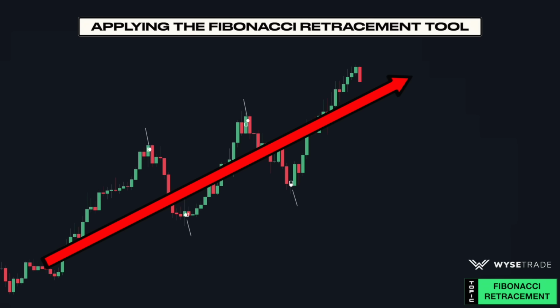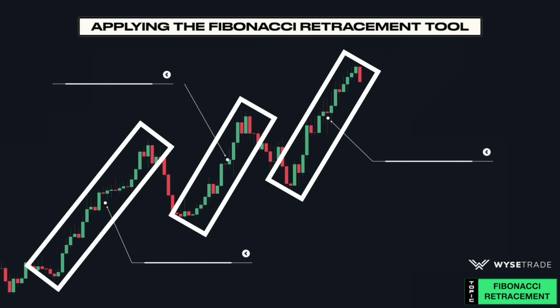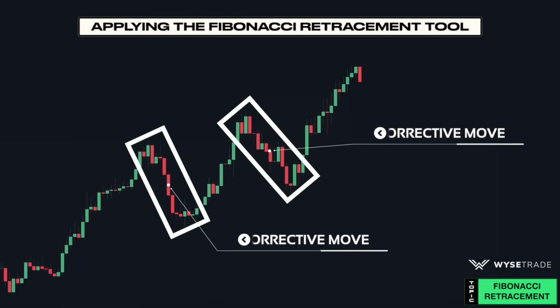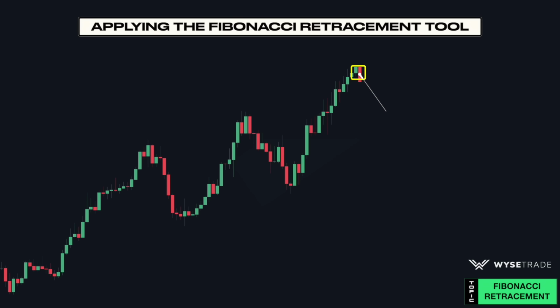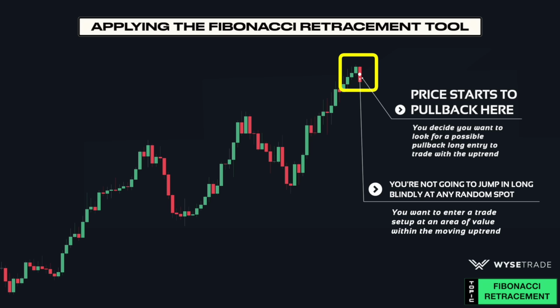You have your moving uptrend through the higher highs and higher lows. These runs are known as your impulse moves. These pullbacks are known as your corrective moves. Price starts pulling back right here, and you decide you want to look for a possible pullback long entry to trade with the uptrend. But you're not just going to jump in blindly at any random spot. You want to enter a trade setup at an area of value within the moving uptrend.